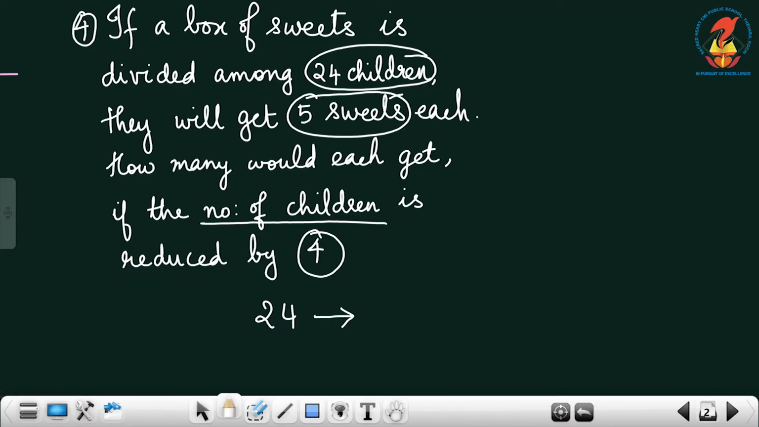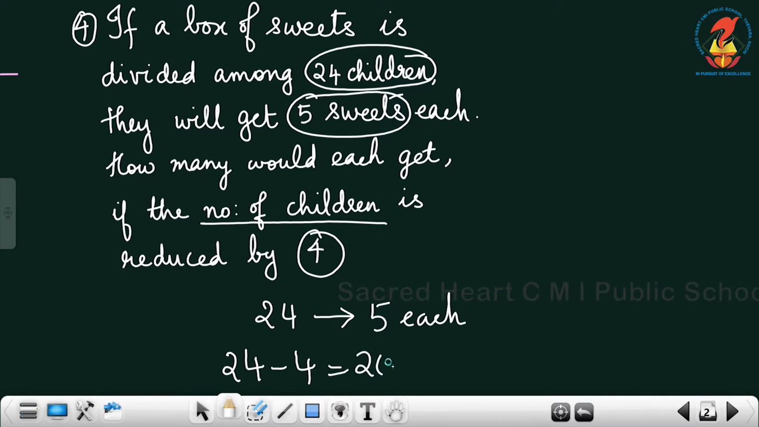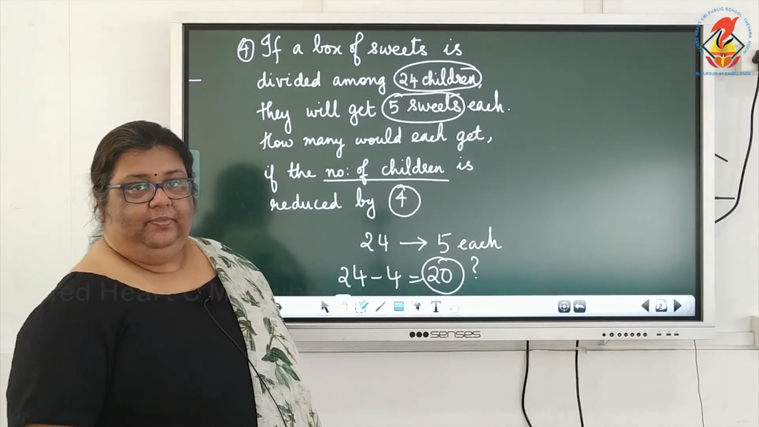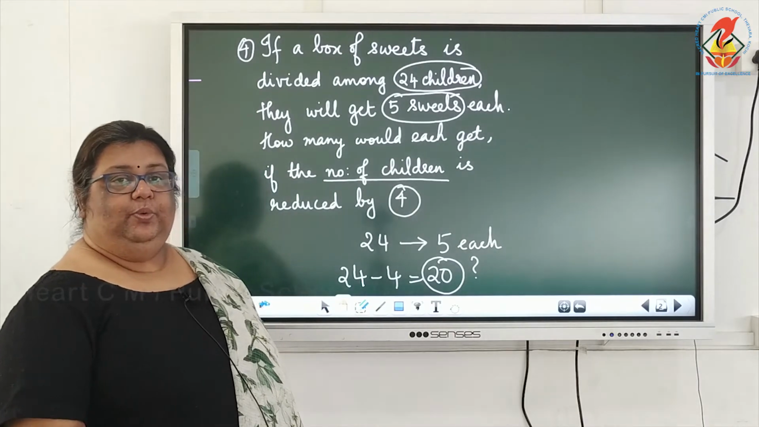Now 24 children get 5 sweets each. Now the number has been reduced by 4. So from 24, if I reduce 4, I will get 20 children. Then how many sweets each child will get is the question. I hope the question is clear to you.